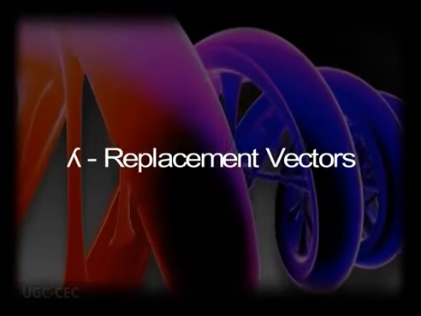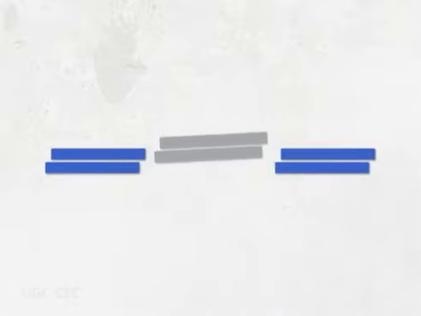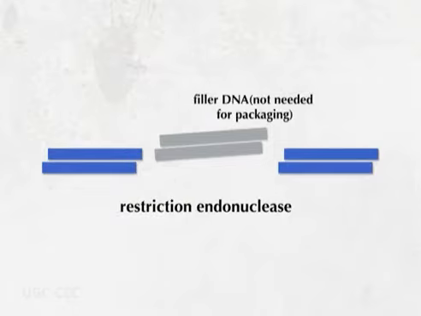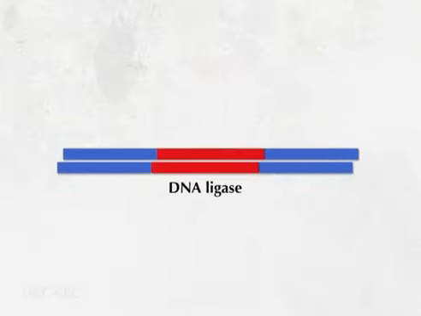Number 2 is the lambda replacement vector. In a replacement vector, the large central non-essential part has been replaced by a stuffer DNA fragment, that is non-essential DNA. The stuffer DNA is flanked by two restriction sites, one on either side, so that if digested by the same enzyme, the stuffer DNA can be removed and replaced by the foreign gene.